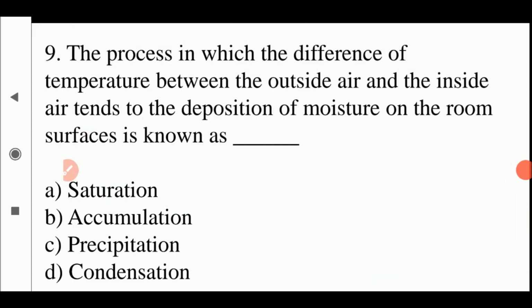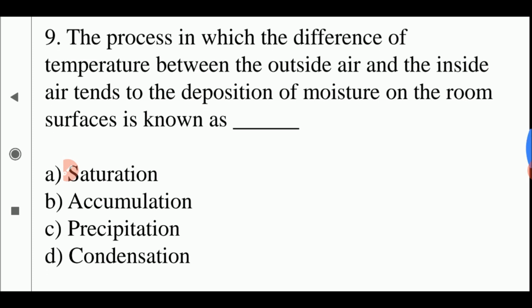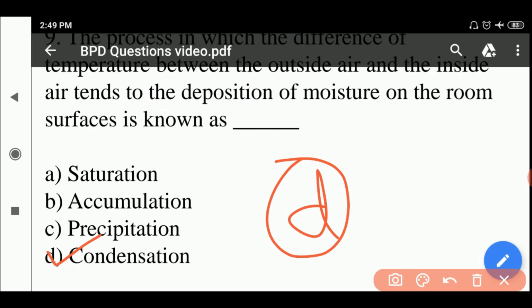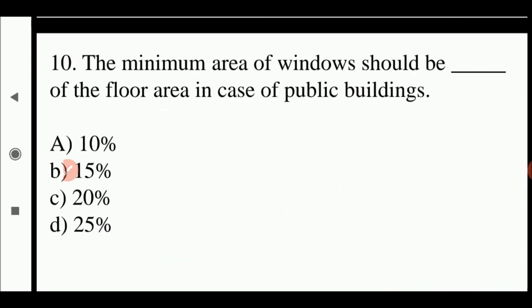Next objective, the process in which the difference of temperature between outside air and inside air tends to deposition of moisture on the room surface is known as. So that process is nothing but condensation. So answer D is correct.